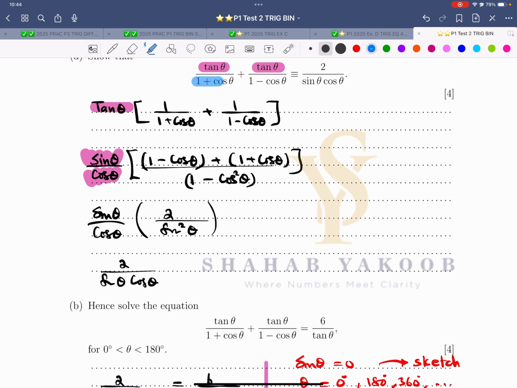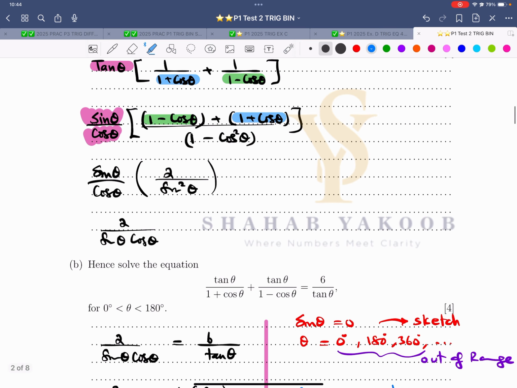The next thing is this is 1 plus cos theta. This is 1 minus cos theta. And then you take LCM. So 1 minus cos theta goes over here. 1 plus cos theta goes over here. In the denominator, they both multiply like this. So that is a squared minus b squared.